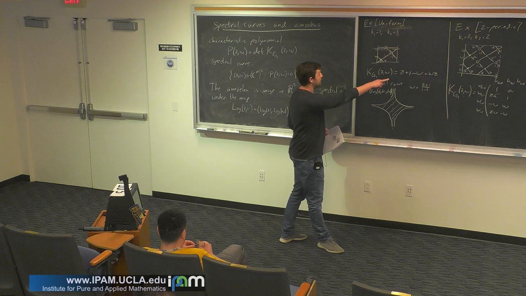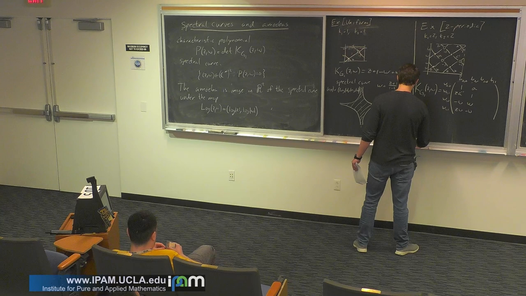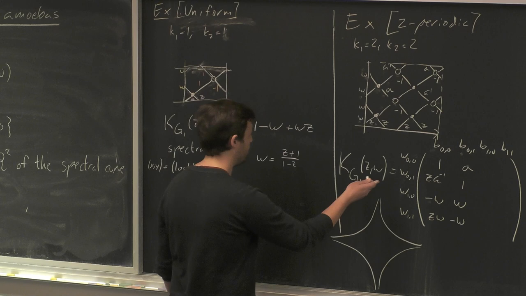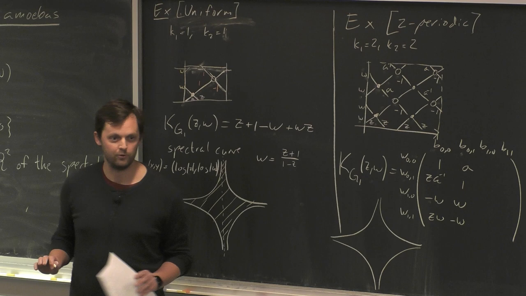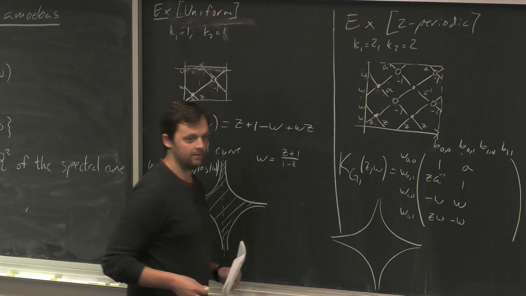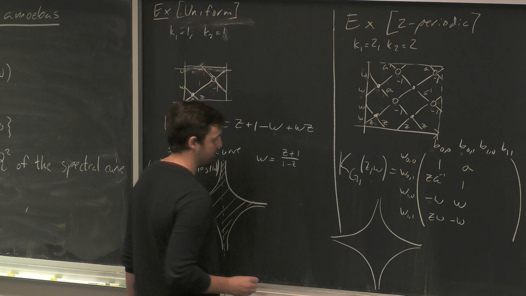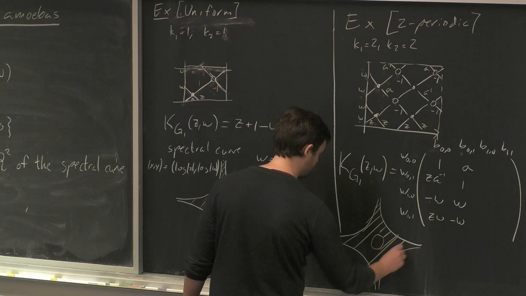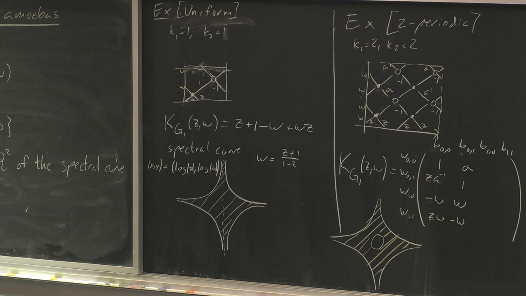In this example, we will get something similar. You still get something looking like this. You can also compute this characteristic polynomial here. It's a long mess, I will not do that, but you can plug that into a computer if you want to. And then you see that you get a similar shape, but you also get a hole inside in the interior. Okay, so these are the amoebas.